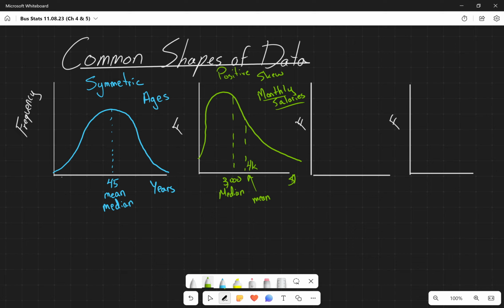Where is the mode of this data? Is it below 3,000, between 3 and 4,000, or above 4,000? Should be left. It's right at the peak, so it's left of the median. Exactly. So the mode is always going to be the peak area, right? The highest part of the curve is going to tell me where my mode is. So my mode is going to be somewhere less than 3,000, probably 2,500 or something like that, right? Okay, very good.